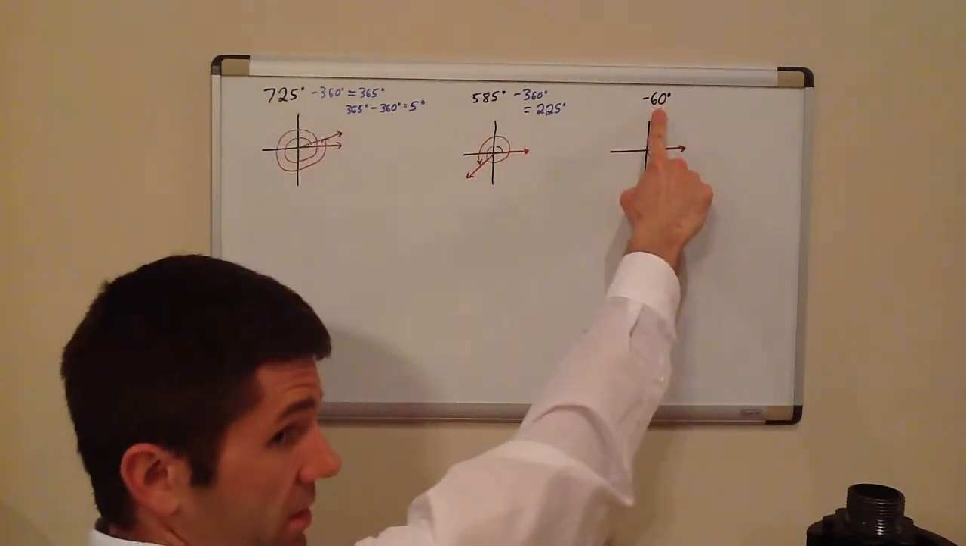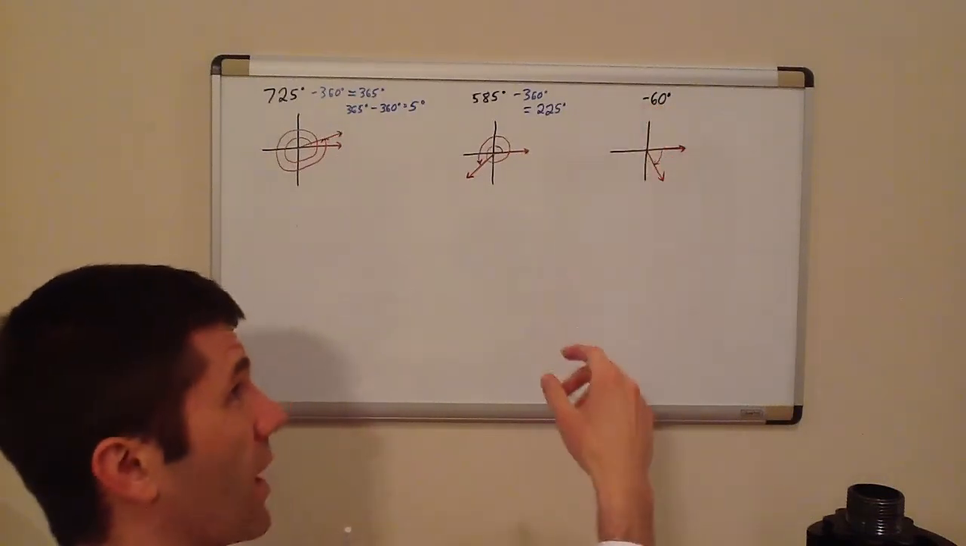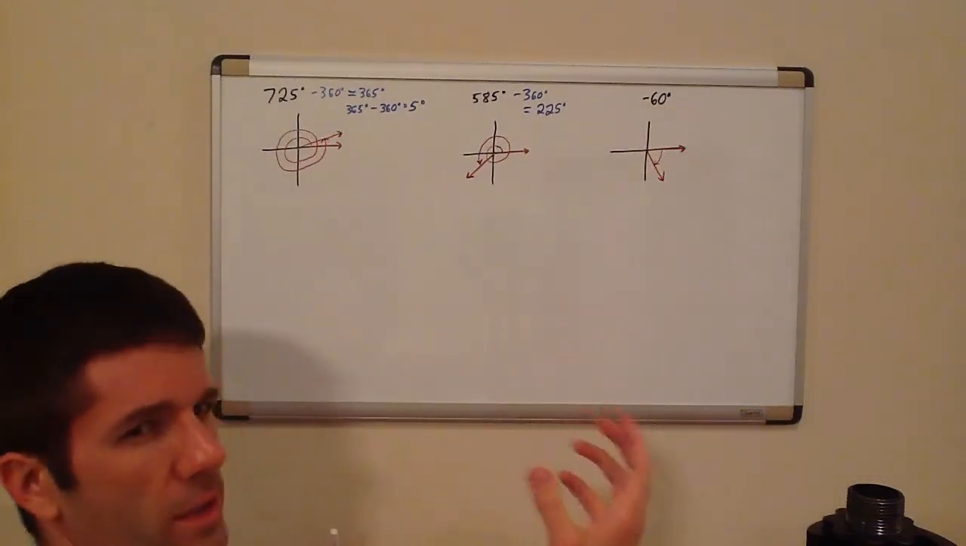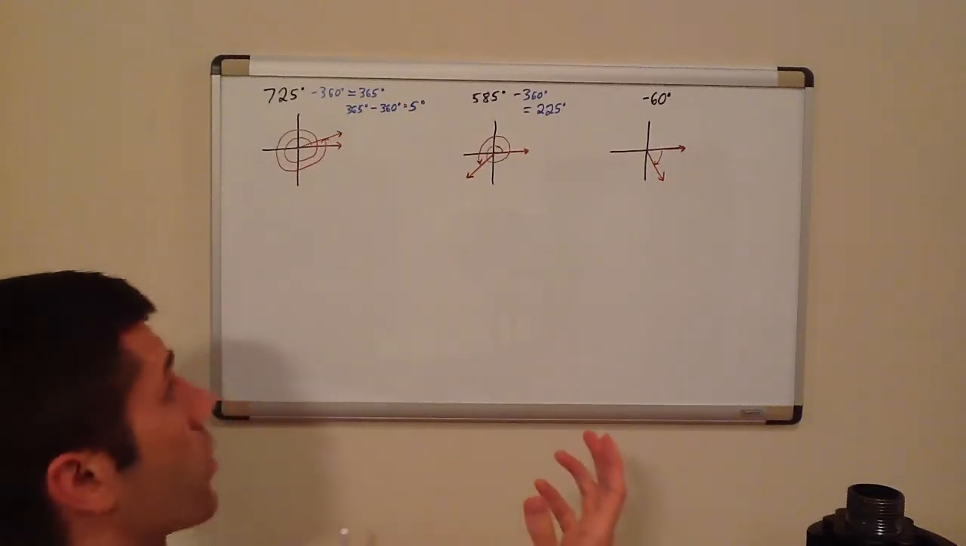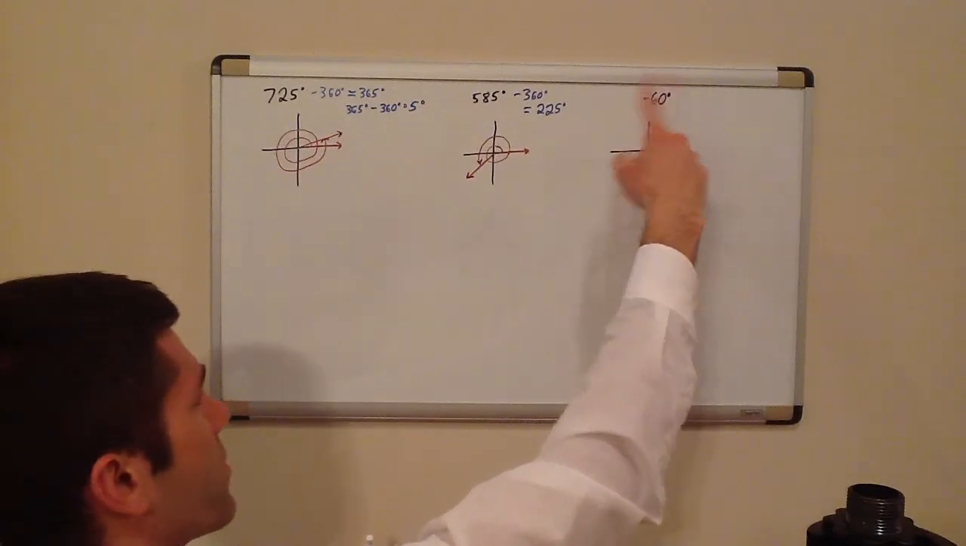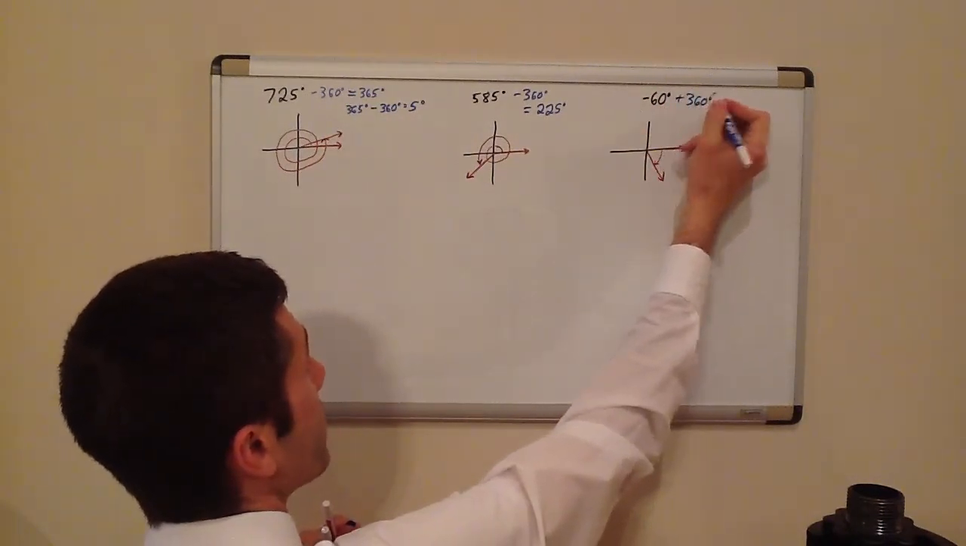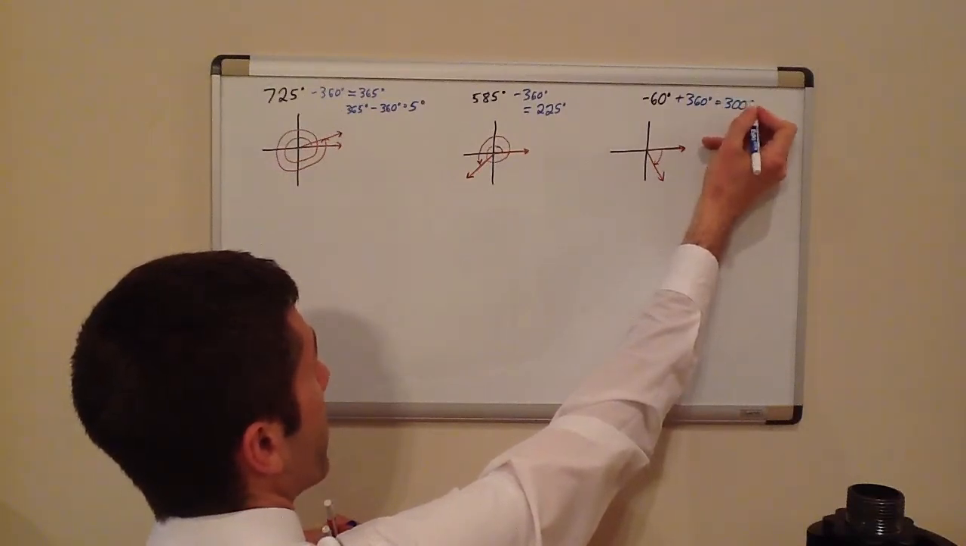This is obviously not between 0 and 360. So it's not a normal angle that we would consider like we did at the very beginning of this worksheet. So we need to get this number to be between 0 and 360, so let's add 360 degrees to it. And when we do that, we end up with a 300-degree angle.